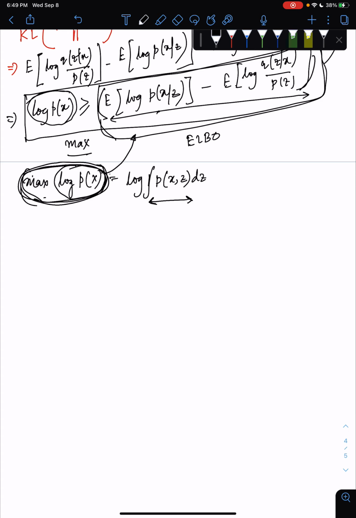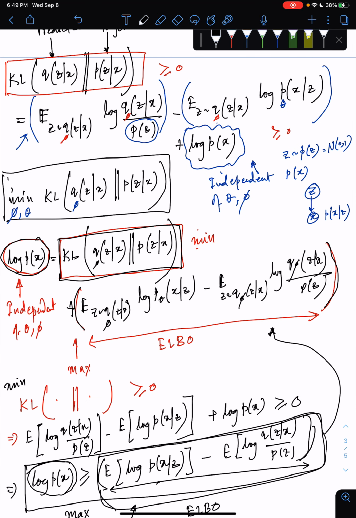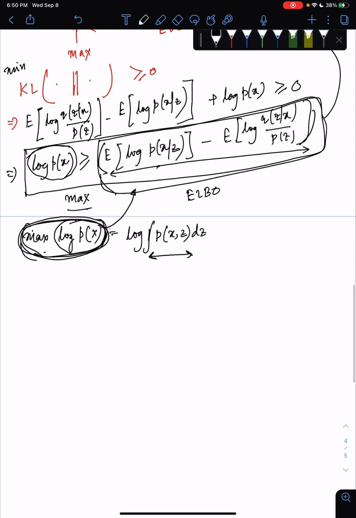Now why? One reason is, of course, if we come from the posterior distribution, from the KL divergence, and do a bit of algebra, this marginal distribution is nothing but the summation of the KL and this ELBO. The left hand side is independent, and we are trying to minimize the KL, so we want to maximize the ELBO. This is one explanation, but it can also be explained from another thing in mathematics, called Jensen's inequality.